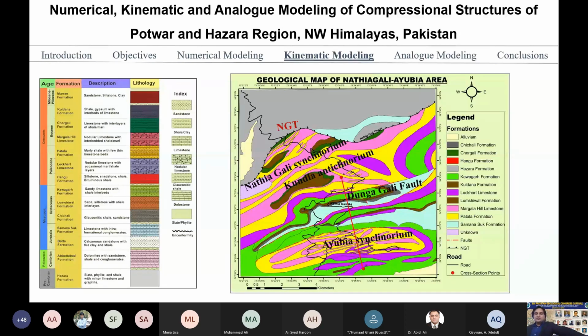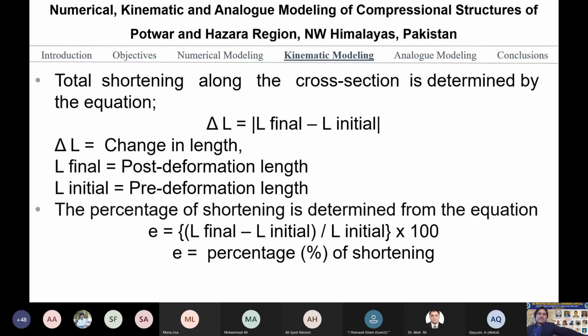The main motive is to calculate the shortening of that area, but before that, how can this shortening be calculated? In that cross section, the total shortening along the cross section is determined with this equation, where delta L is the change in length, which is basically equal to final length minus initial length. L final is the post-deformation length, and L initial is the pre-deformation length. The percentage of the shortening is determined from the equation given below, where e is equal to L final minus L initial divided by L initial, times 100. That shortening can be calculated as a percentage.